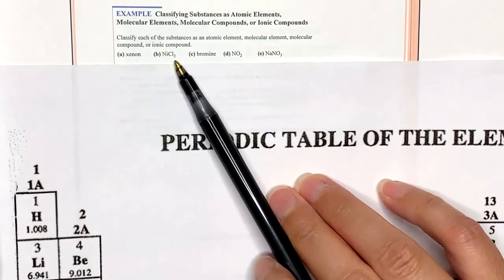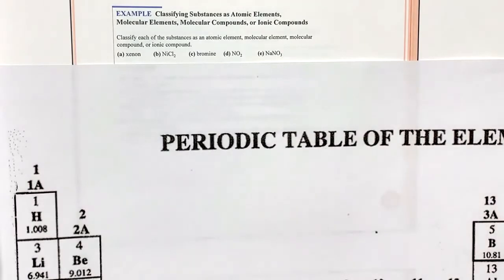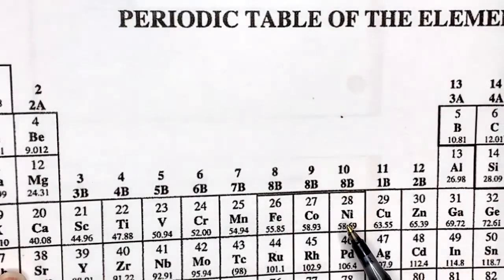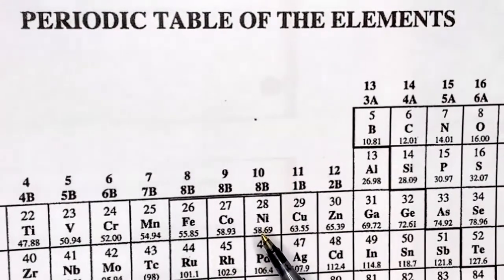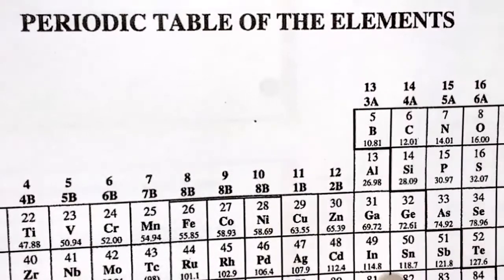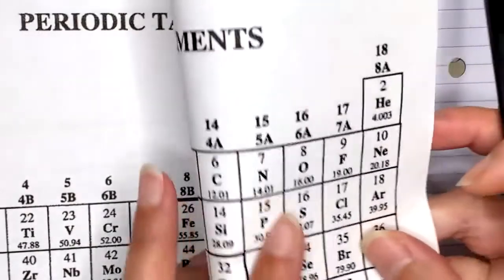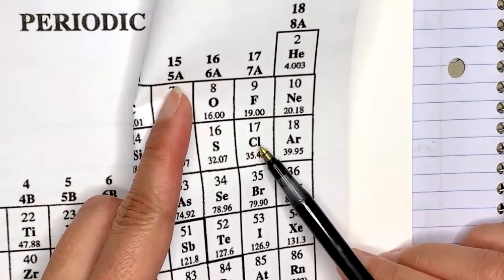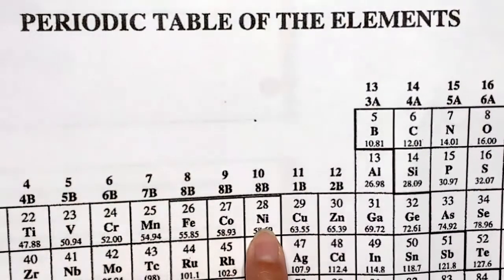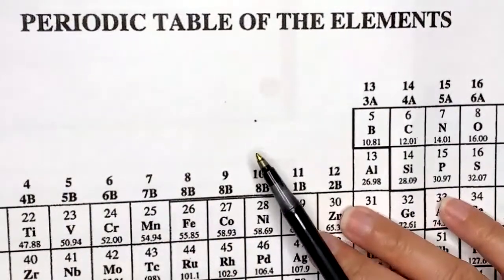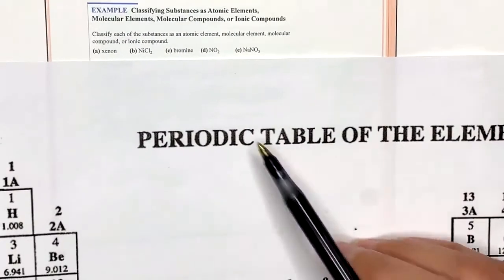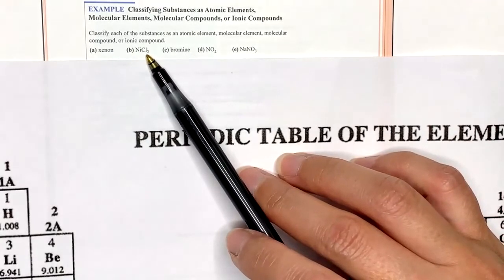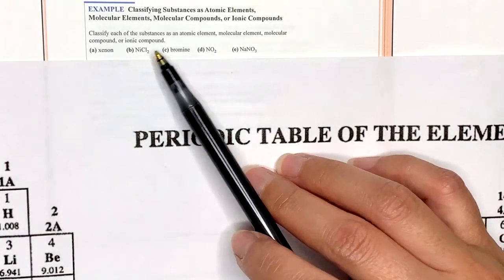Now, NiCl2. Ni is the transition metal nickel. That's nickel right there. And then you want to look at Cl. Cl is under group 7 right here. That's a non-metal, a negative charge. This one's a positive charge. So what kind of compound? Well, it's a compound because it's more than one type of atom. But what kind of compound is this? This is an ionic compound because it makes an ionic bond.